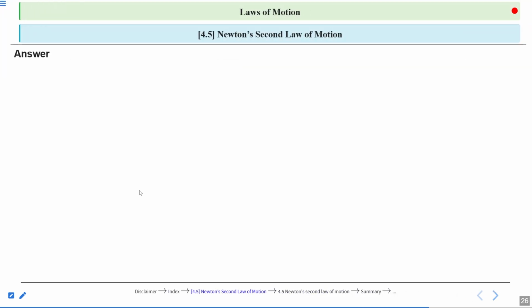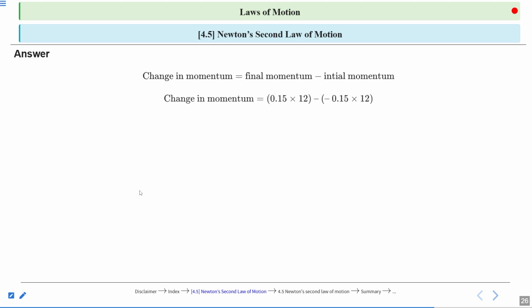Answer: we know change in momentum is equal to final momentum minus initial momentum. So change in momentum is equal to final momentum, which is mass into final velocity. So that is 0.15 into 12 minus initial momentum, 0.15 into 12. So change in momentum becomes 3.6 Newton second. So impulse is equal to 3.6 Newton second, because we know impulse is equal to change in momentum, that is 3.6 Newton second.